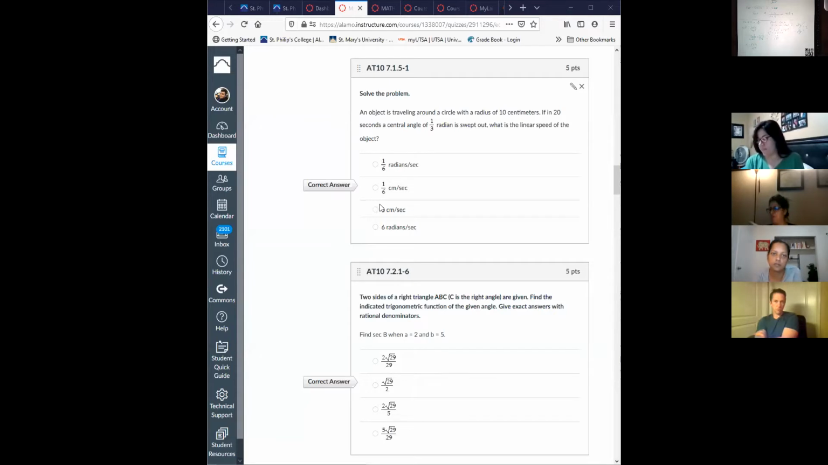So find the linear speed. Okay, so that would be a formula that we need. Let me write down everything here. The object is traveling with a radius of 10 centimeters. So what number was this again? Number 9? Or I forget. 8? Okay, number 8. So radius R is going to be 10. So I'm going to go ahead and write all this down.